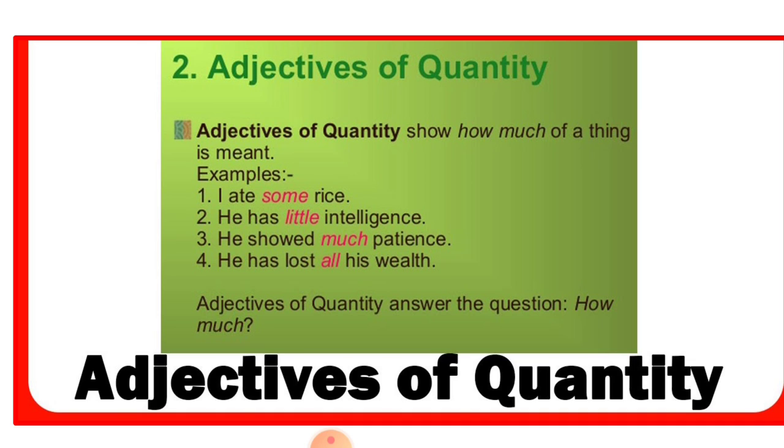Now, when you get the answer to your question, how much? How much rice? What is rice? Noun. How much rice? Some rice. How much intelligence? Little intelligence, less intelligence. Abstract noun. Much patience. Patience again, abstract noun. How much patience? Much patience. Quite a lot, much. All, everything. All his wealth. So when the adjectives indicate the quantity or how much, then those adjectives are the adjectives of quantity.